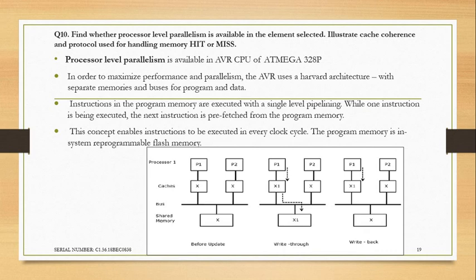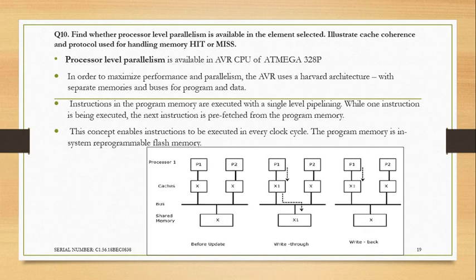In Harvard architecture, there are two separate memories for instructions and data, and there are separate buses for data and control signals or address signals, so there is no need to wait for another signal. All these three, data, control signal and address signals, can be executed simultaneously and data can be fetched or executed simultaneously. Instructions in the program are executed with a single level pipelining.